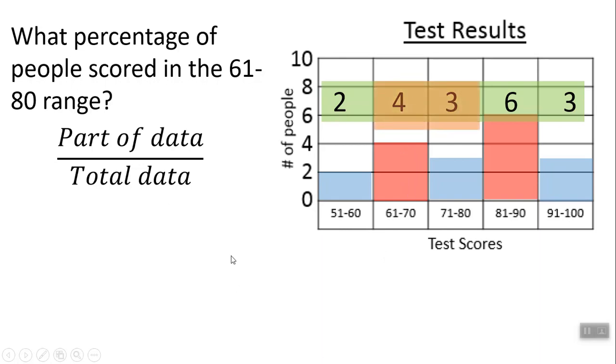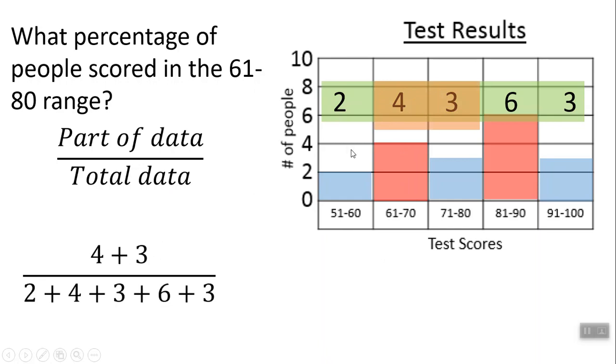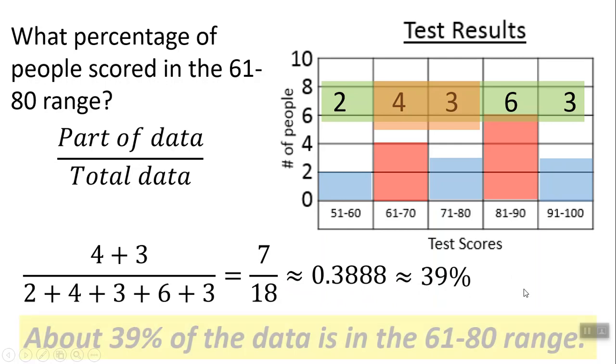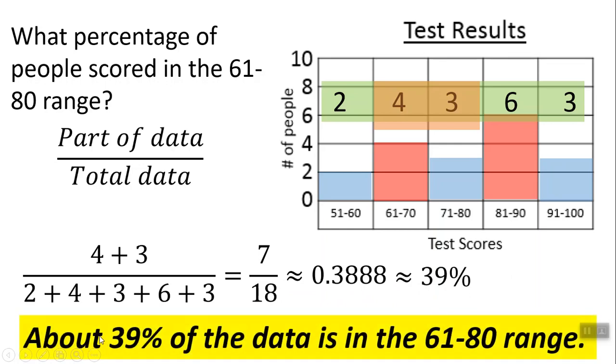So part of the data was 4 plus 3. The entire data was adding up all those columns. So you've got 7 out of 18 for this one. You end up getting 0.3888888, the 8 goes on forever. Notice how I have this approximately equal to, so when we do our rounding, it's about 39%. When you have the double equal lines with the squiggles, that means it's about equal to. So about 39% of the data is in the 61 to 80 range.